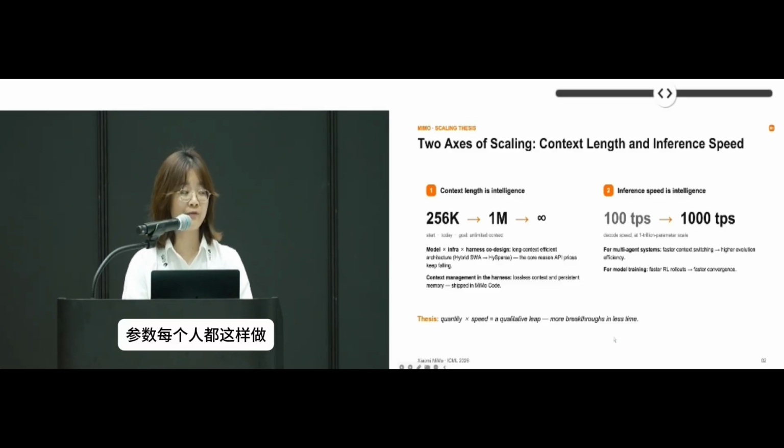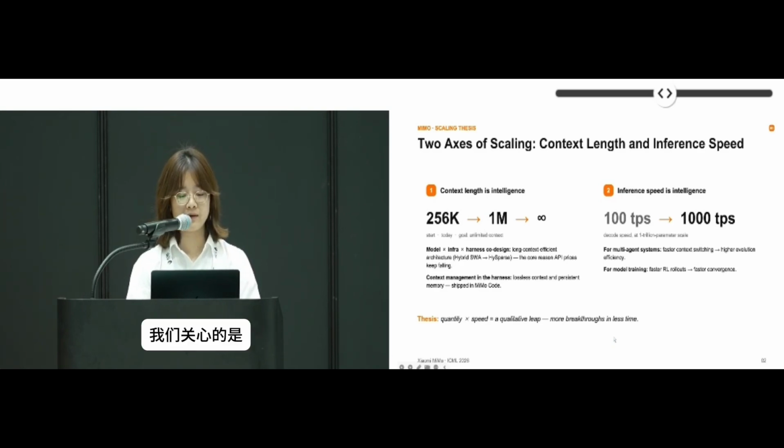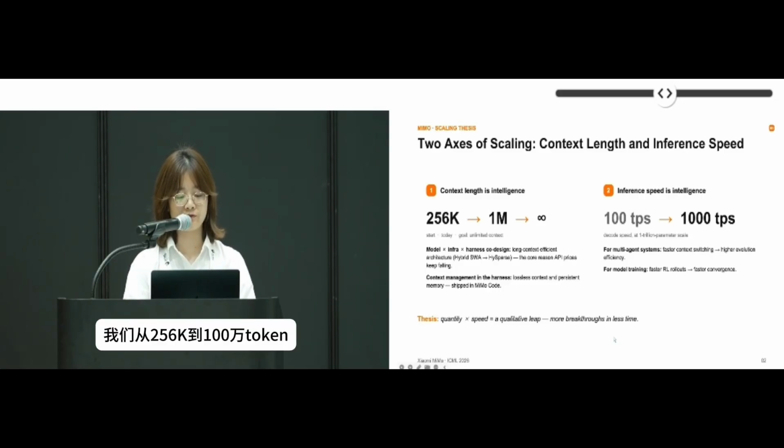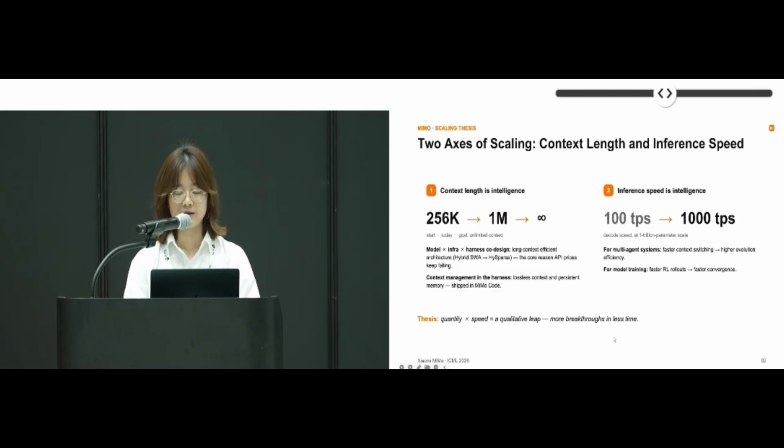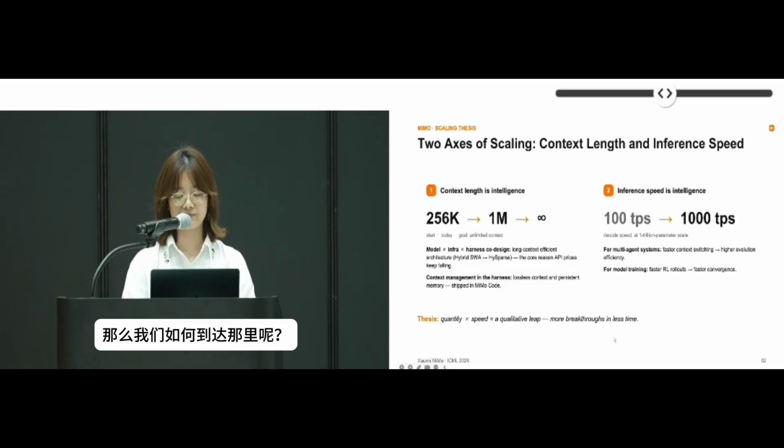Scaling parameters, everyone does that. What we care about are two other axes of intelligence that get much less attention. Axis 1 is the context length. We went from 256K to 1 million tokens, and the real goal is unlimited context. So, how do we get there?